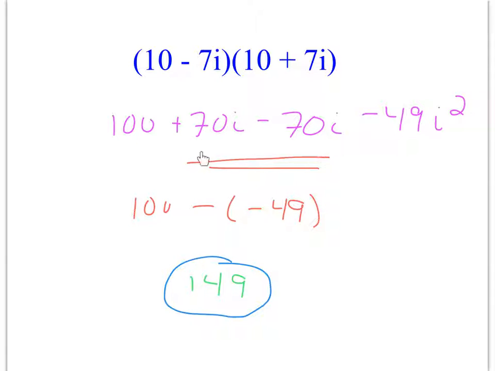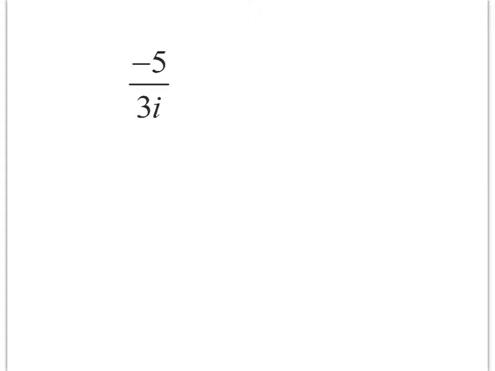Our middle terms, 70i and negative 70i, canceled out. And over here, I have i squared, which of course is negative 1. So what I have here is 100 minus negative 49. This minus minus becomes a plus, and I have 100 plus 49, and my final answer is 149. Okay, let's try this guy right here.